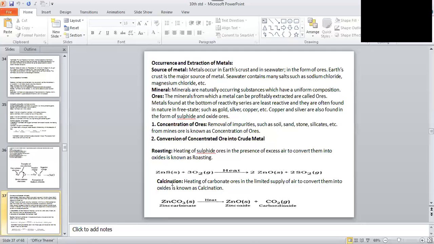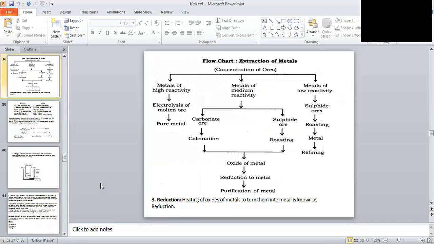Parallel to roasting, there is one process called calcination. It is also involved in the concentration step. So zinc carbonate is one of the ores. On heating, it is converted into zinc oxide and carbon dioxide. So in short, in the concentration, roasting and calcination convert the metal into the corresponding oxides. Here, zinc oxide.